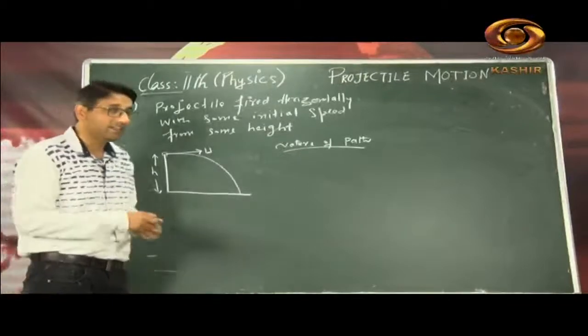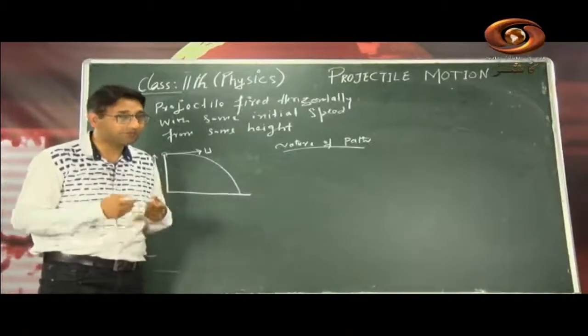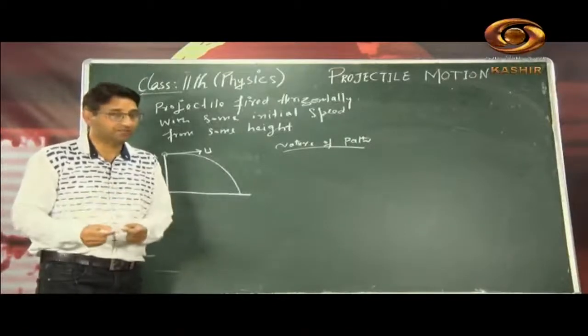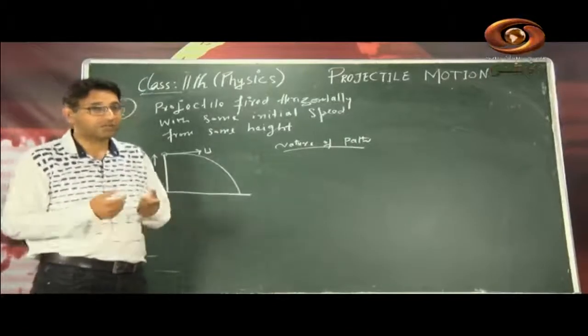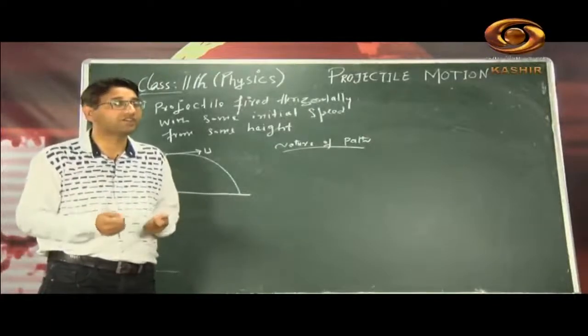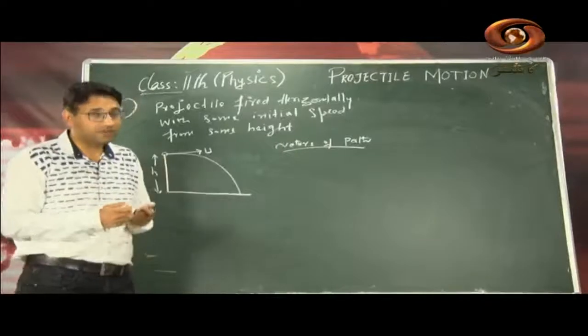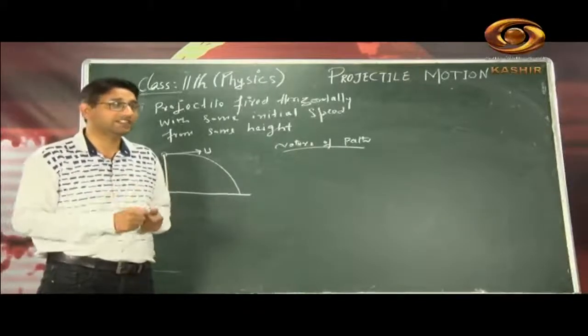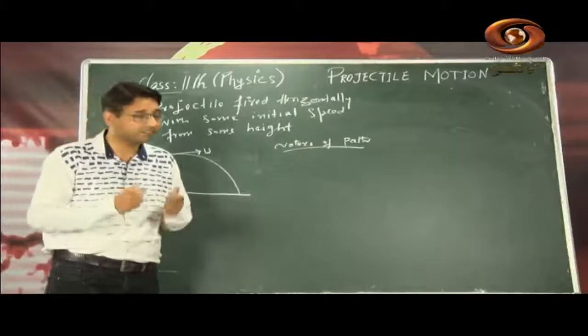See, we know that projectile motion is an example of two dimensional motion. Two dimensional motion is where two position coordinates are required to determine the position of an object. So therefore this projectile motion, as the class 11th students know very well, is a two dimensional motion.